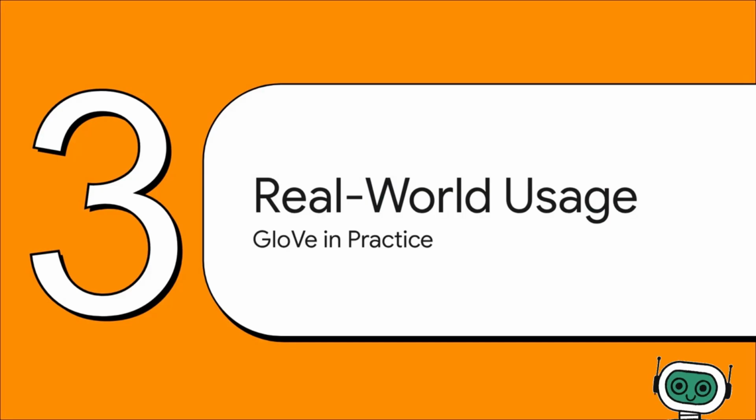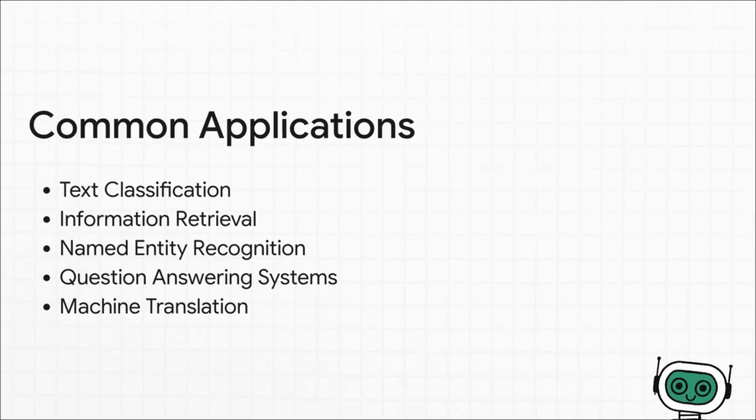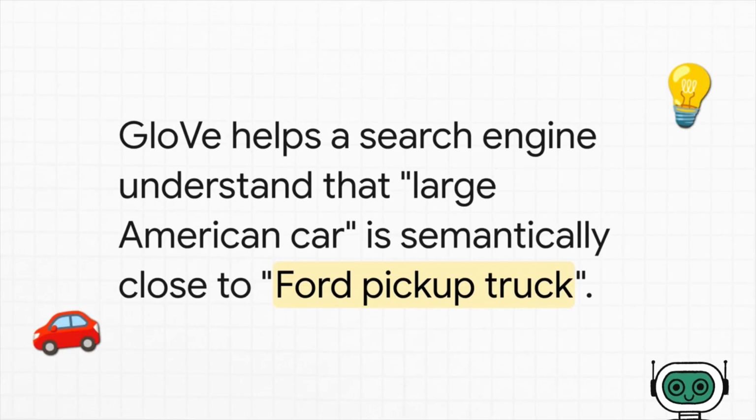Okay, so we've got the core idea and a high-level view of how it's built. But why does this matter for you, as a practitioner, today? For a long time, GloVe embeddings were a foundational piece for a huge range of NLP tasks. We're talking everything from text classification and search engines to much harder problems like named entity recognition and even machine translation. For instance, think about a search engine. GloVe helps it understand that a search for large American car is conceptually very close to Ford pickup truck, even though the actual words are totally different. That ability to grasp meaning beyond keywords is incredibly powerful.